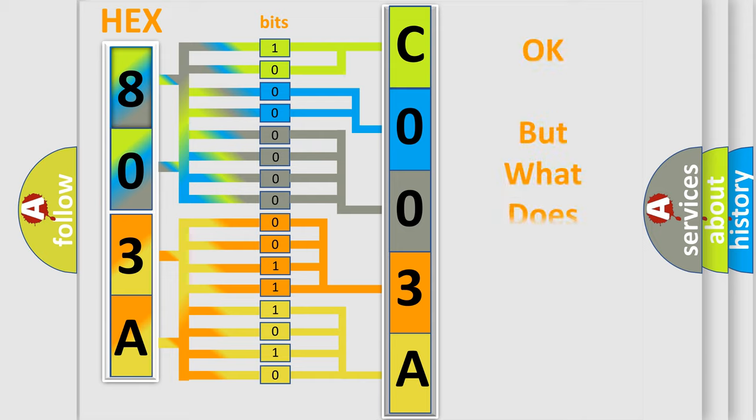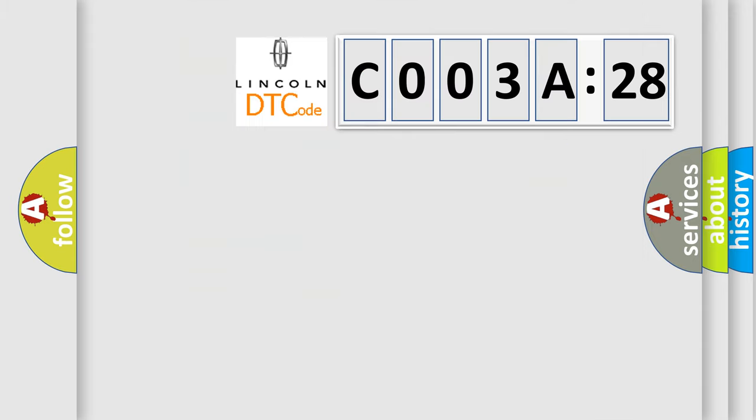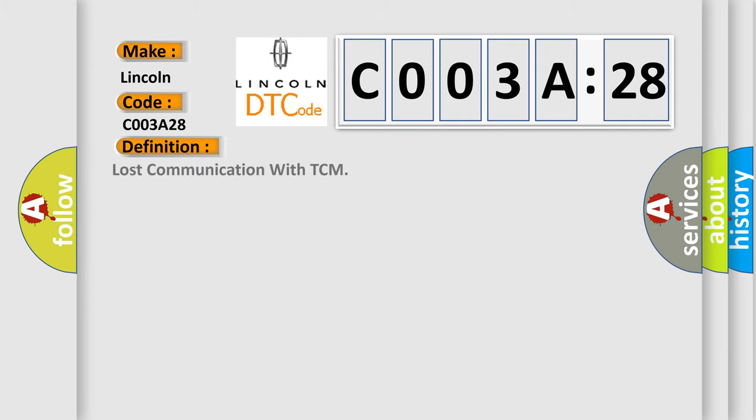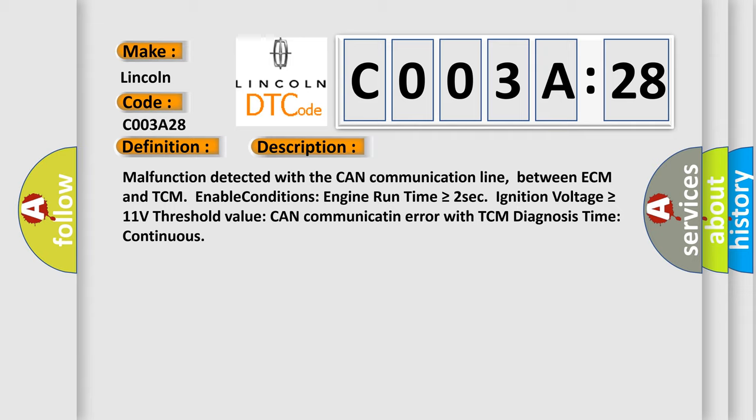The number itself does not make sense to us if we cannot assign information to what it actually expresses. So, what does the diagnostic trouble code C003A28 specifically interpret for Lincoln car manufacturers? The basic definition is lost communication with TCM. And now this is a short description of this DTC code. Malfunction detected with the CAN communication line between ECM and TCM.